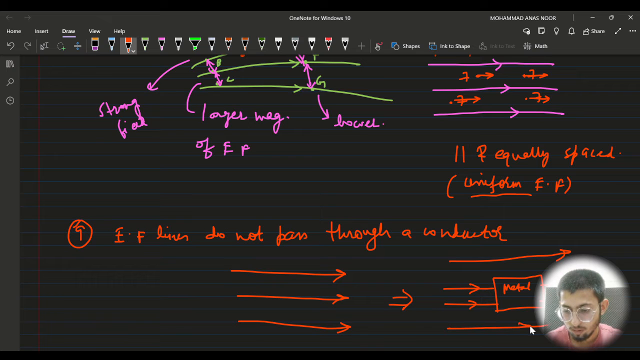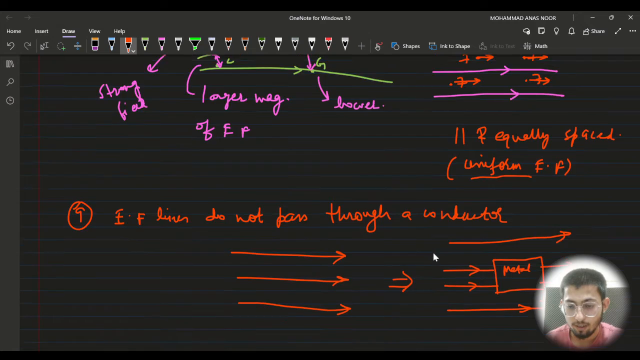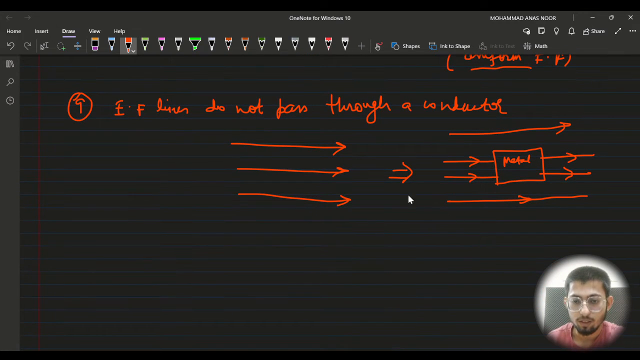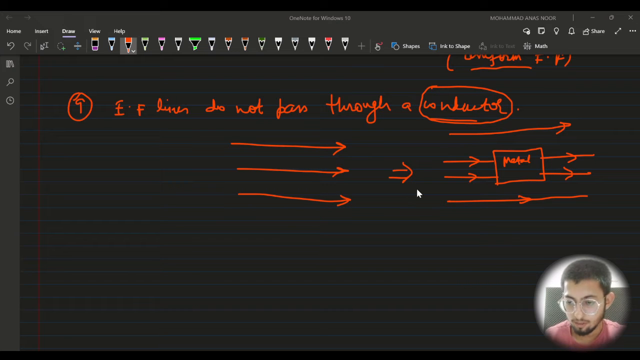We'll discuss why it happens that the electric field lines do not pass through a conductor, but again it's a topic on conductors. It will come later in the course, in due course.